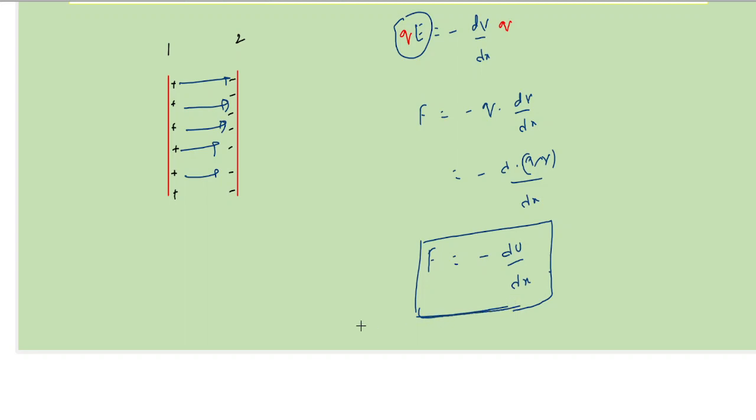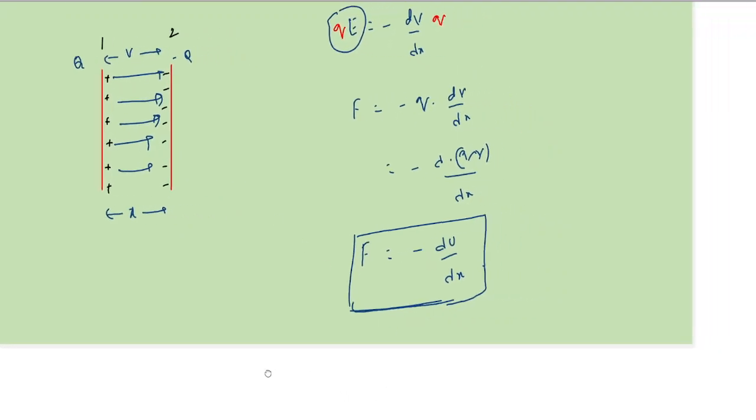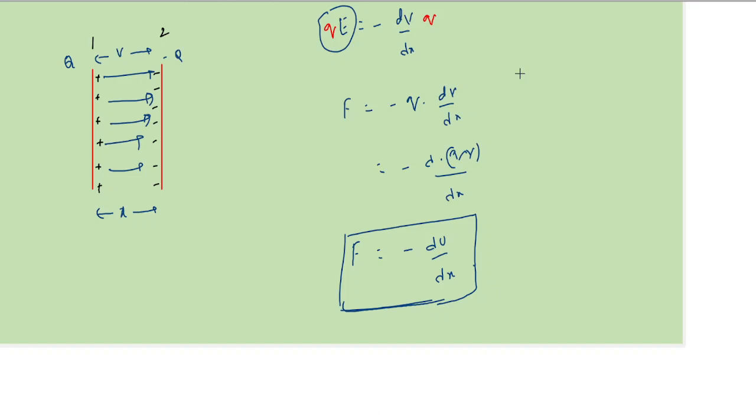Now in this case, let the distance between the two plates be x. Let the charge on this plate be q. This will be minus q. And let the voltage drop between the two plates be some V. So we learned what U is. It's already been derived. So I can say U is equal to half into C into V square. It's been already proved.